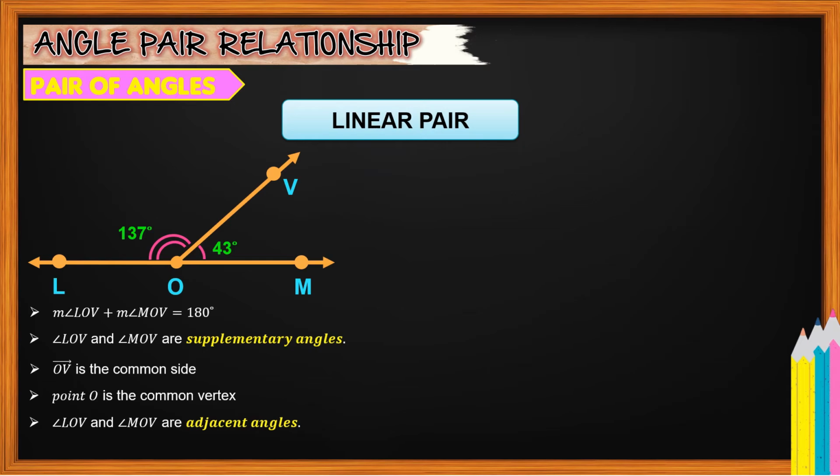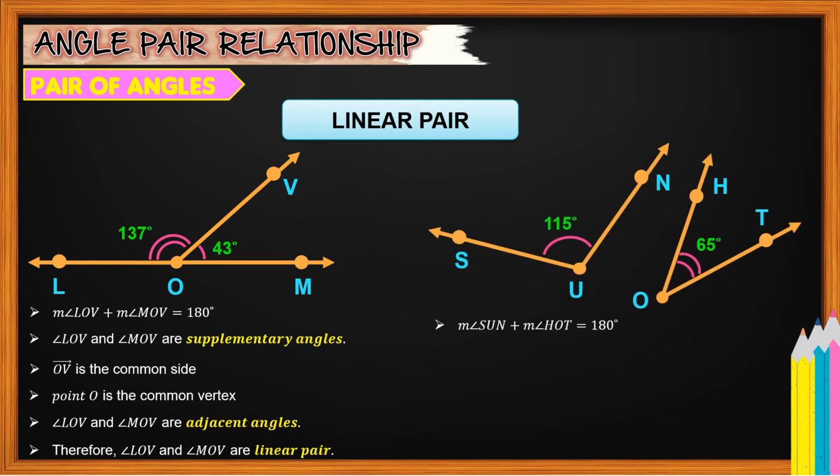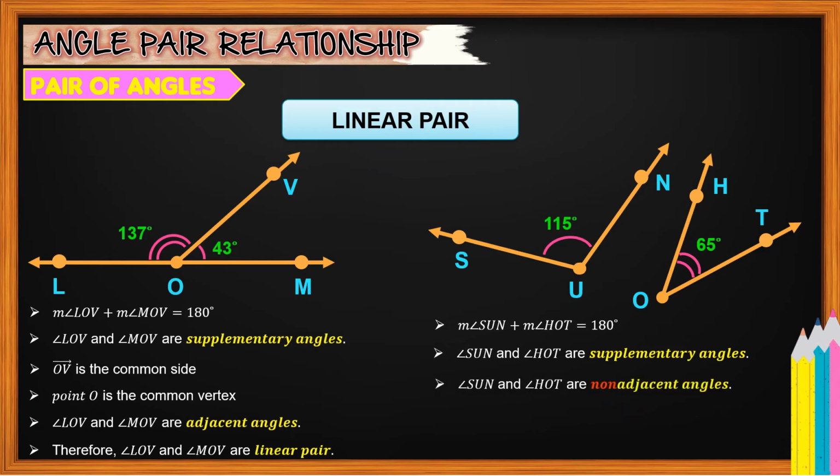Now take note, if they are supplementary and they are adjacent angles, therefore angle LOV and angle MOV are a linear pair. Now for the second figure, the measure of angle SUN plus the measure of angle HOT is equal to 180 degrees. So we can see that angle SUN and angle HOT are supplementary angles. But angle SUN and angle HOT are non-adjacent angles. They have no common side and no common vertex. Therefore, angle SUN and angle HOT are not a linear pair.